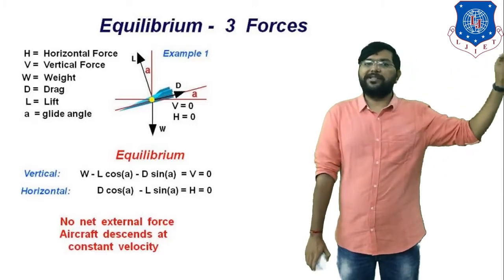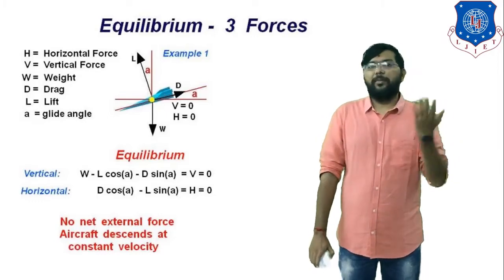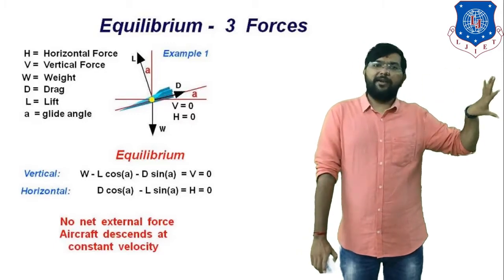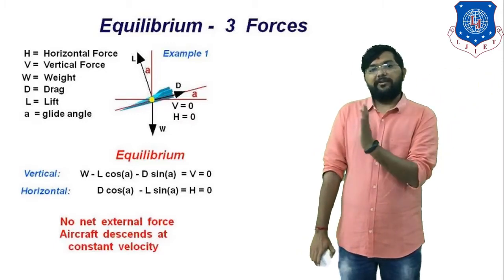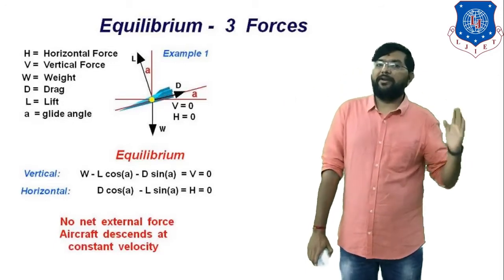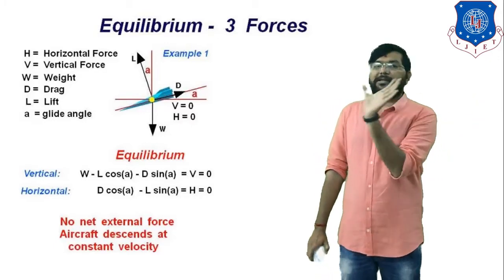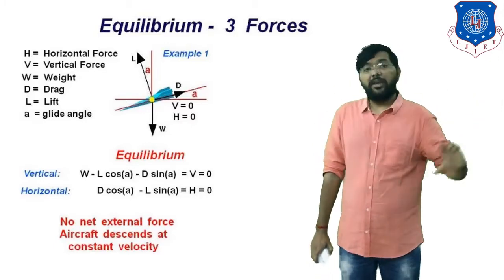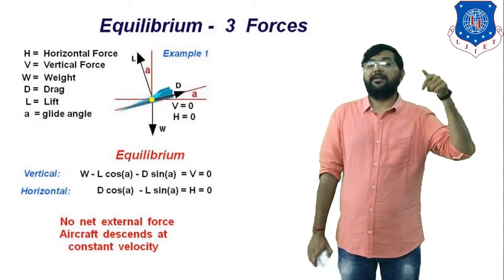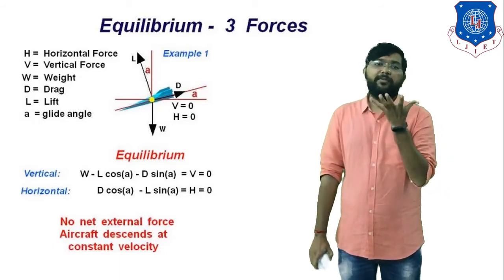If the addition of these forces is 0, then this body is considered in equilibrium condition. Now you have to compare the total positive directional horizontal force and the total negative directional horizontal force. So the positive directional horizontal force is D cos theta, and the total negative directional horizontal force is L sin theta. So D cos theta minus L sin theta is equal to 0. If these two conditions are satisfied, then this body is considered in equilibrium condition. Okay, this is the three-force equilibrium condition.